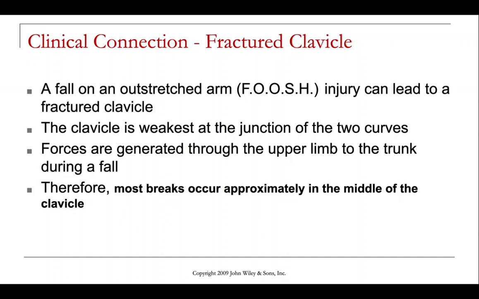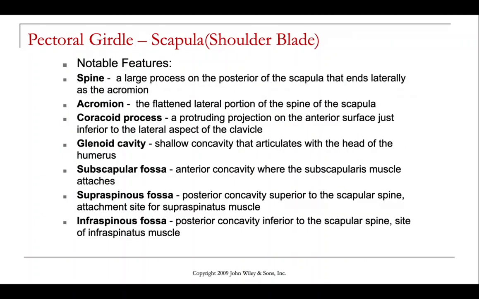So fractured clavicle. A fall on an outstretched arm injury can lead to a fractured clavicle. It's the weakest at the junction of the 2 curves. And the forces are generated through the upper limb to the trunk. So most breaks occur approximately in the middle of the clavicle. So not a fun injury.